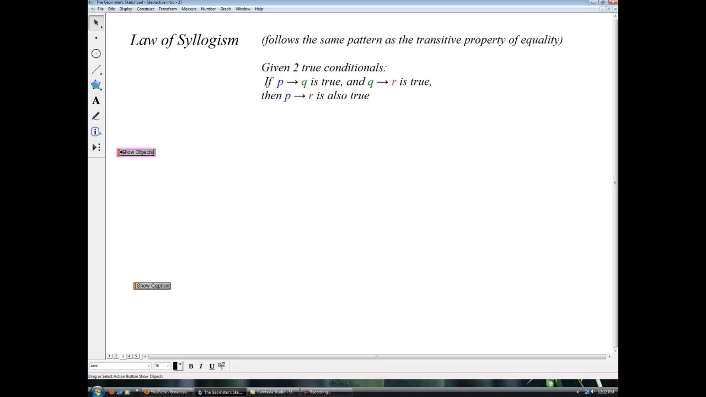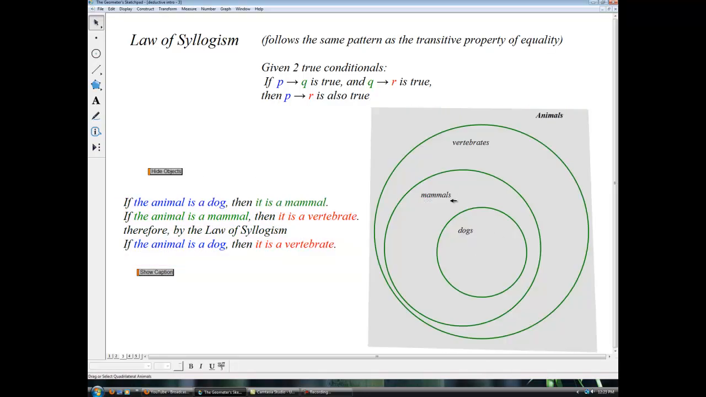Okay, the second law we'll look at in this video is called the law of syllogism. And syllogistic logic follows the same pattern as the transitive property of equality. So if we're given two true conditionals, if P then Q is true, and if Q then R is true, we can therefore conclude if P then R will also be true. Here's an example. I do like to use correctly constructed Venn diagrams to make conditional statements, and when we have this law of syllogism applied, I think you'll start to see that when we work from the inside out of a Venn diagram, we'll always get a true conditional statement.